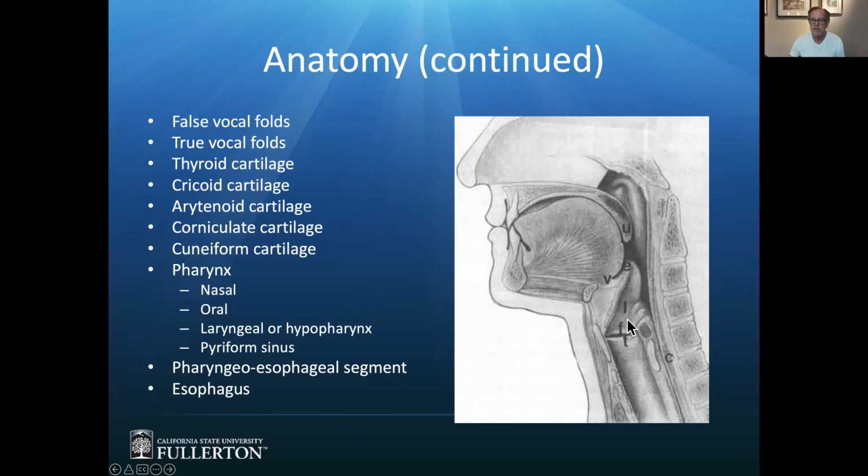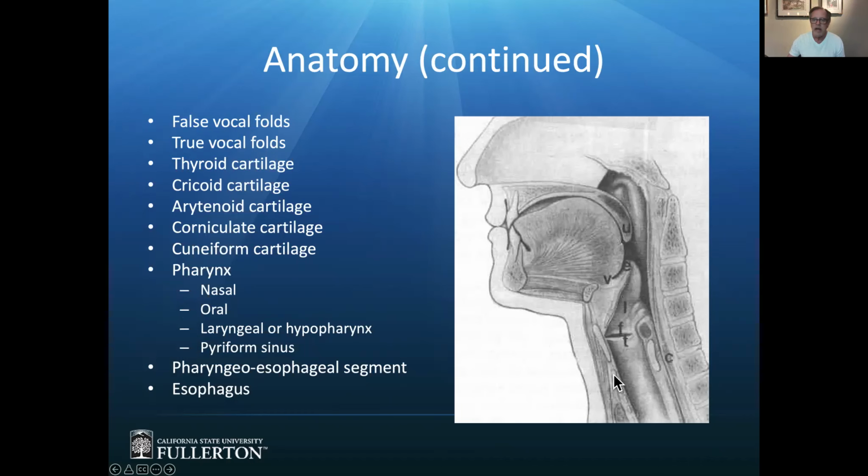False vocal folds, you're pretty familiar. True vocal folds, they're both very involved in swallowing because they have to close in order to keep material from going down into the airway. The thyroid cartilage, we can see a little bit of it here. I think you're pretty familiar with that. And the cricoid cartilage, we can see it here. Here's the posterior portion of the cricoid cartilage and the anterior portion.